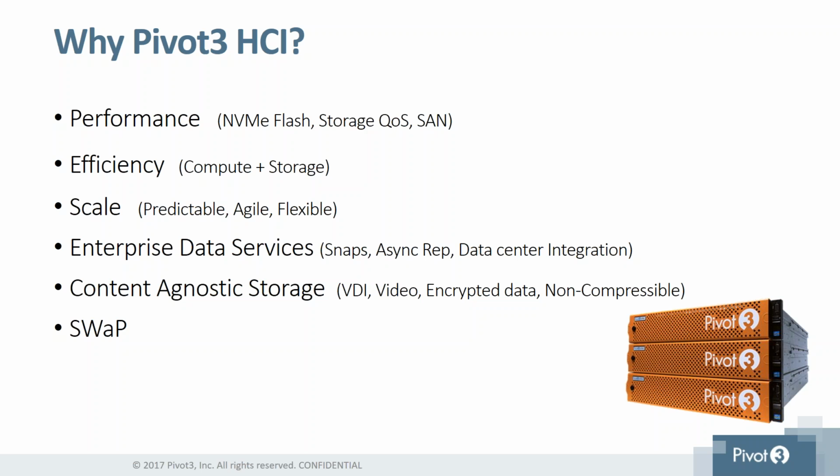And we're going to talk about the enterprise data services, snapshots, replication, things you normally expect in a data center SAN. You're going to be able to continue to keep those. And then also how we deal with content agnostic storage. That's really important when you're talking about things like VDI, where the deduplication is already kind of built into your linked clones. You don't get to take advantage of a whole lot more dedupe on video, anything like that, where it's compressed or encrypted, non-compressible data.